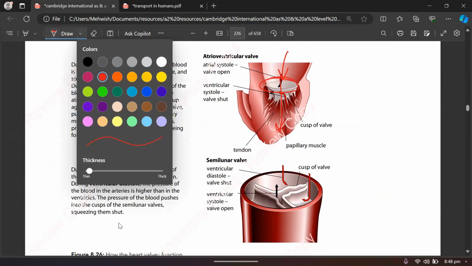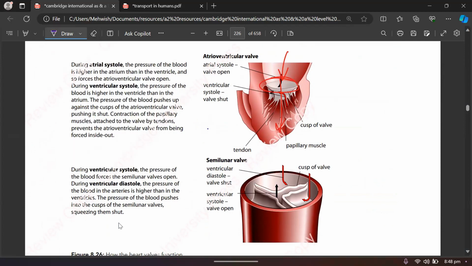And when the blood comes into the ventricles, what will happen? It will try to go back into the atria when the ventricular systole happens. Not diastole, systole will happen. And during that, the pressure of the blood is higher in the ventricles as compared to the atrium, right? So the pressure of the blood will be pushed against the walls, or against the cups of the atrioventricular valve.